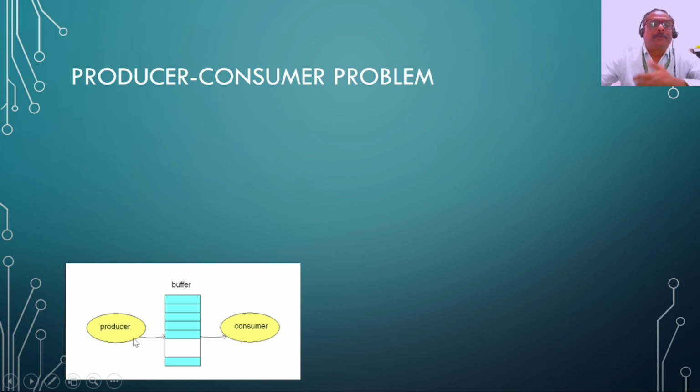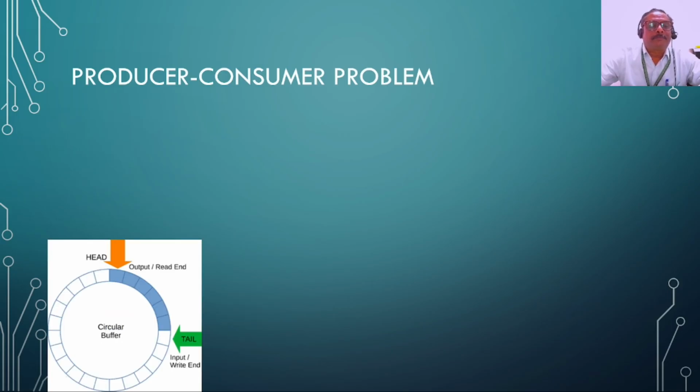Producer produces the information and puts it onto the buffer, and consumer reads from the buffer. So instead of having a linear buffer, we better use a circular buffer as discussed earlier, so that in the limited size of the buffer we can make unlimited usage. So how does it do?